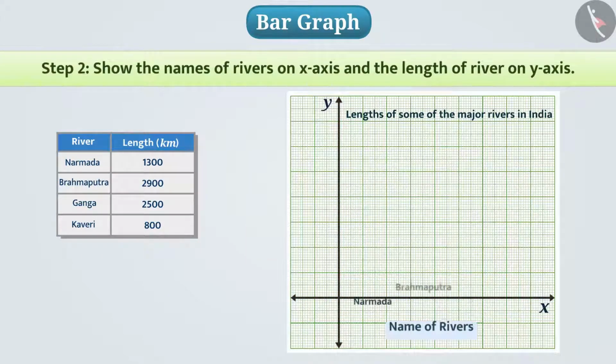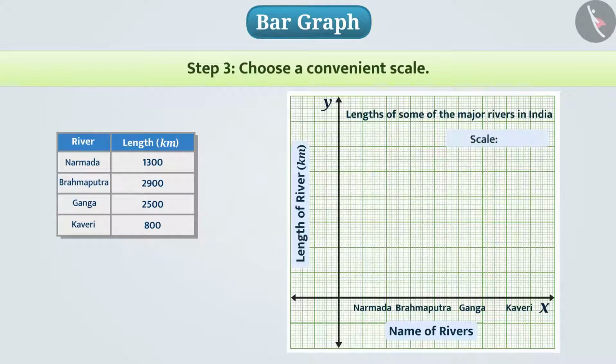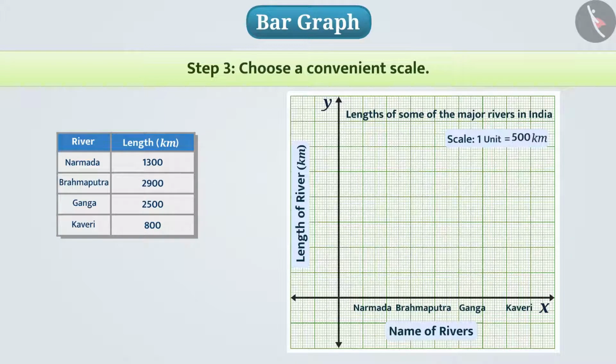Now we will show the names of the rivers on the x-axis and the length of the river on the y-axis. Now we will choose a convenient scale. Can you tell which convenient scale shall be taken to show the length of the river? Think. Let me tell you, the longest length here is 2900 kilometers and the shortest length is 800 kilometers. In order to represent both correctly, we can take a convenient scale in this way. We can take 1 unit is equal to 500 kilometers.